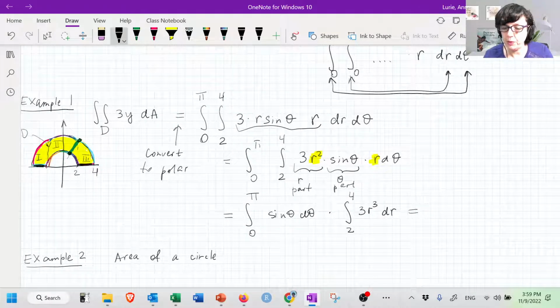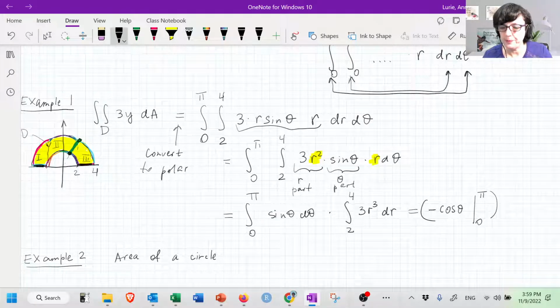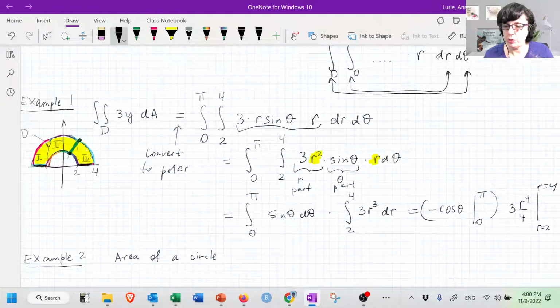So if you remember, hopefully, that the integral of sine is negative cosine, and that will be from 0 to pi here. And then 3r cubed, that would be 3r to the fourth divided by 4. And we substitute r equals 2, and then r equals 4. So okay, let's substitute first.